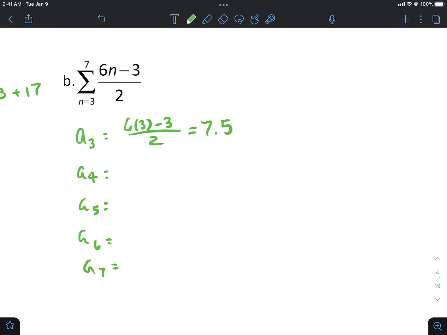Okay, the next one here would be 6 times 4 minus 3, and then all over 2. That'd be 24 minus 3. That'd be 21. And then 21 over 2 should come out to 10.5.